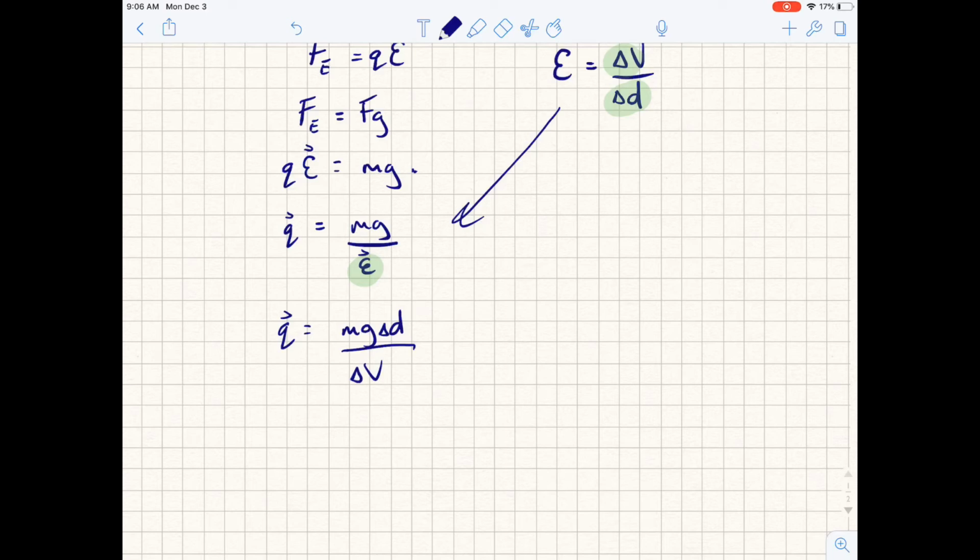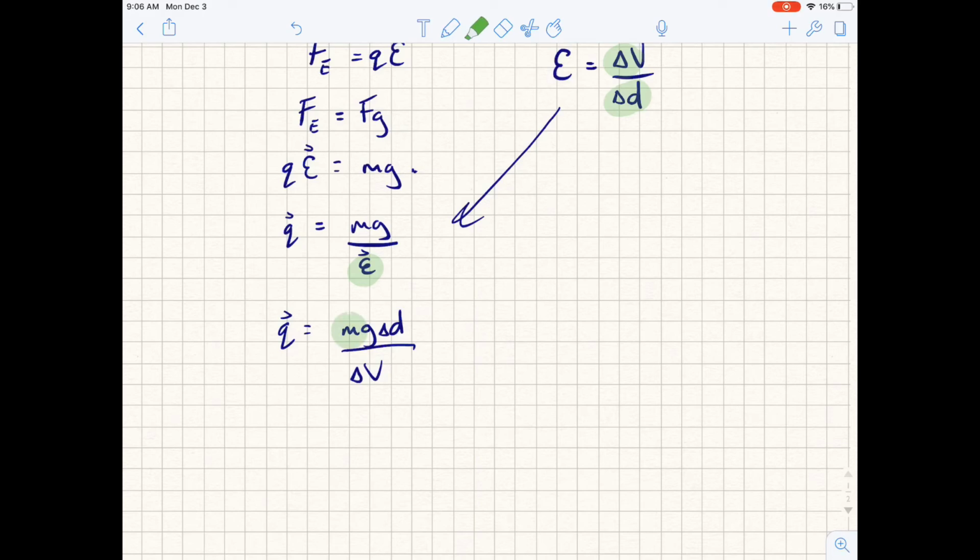Now, here's an assumption that happens to be true: if we can measure the potential difference of our batteries and the plate separation, then we can know the charge of the oil drop, if we can measure the drop's mass. This is the kicker right here. How do you measure the mass of the drop?